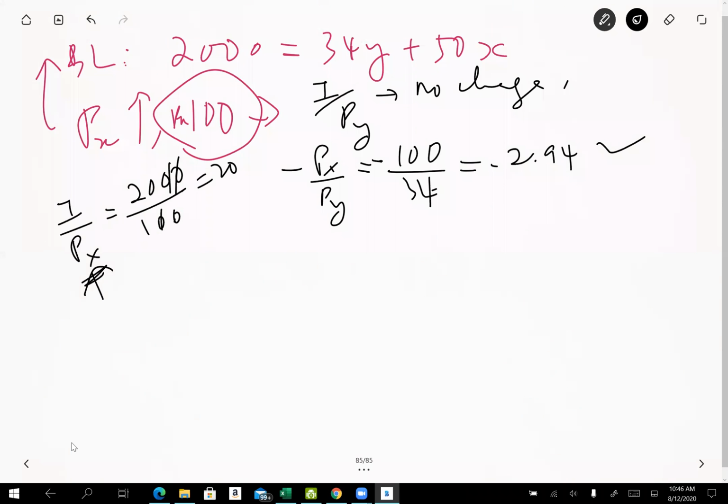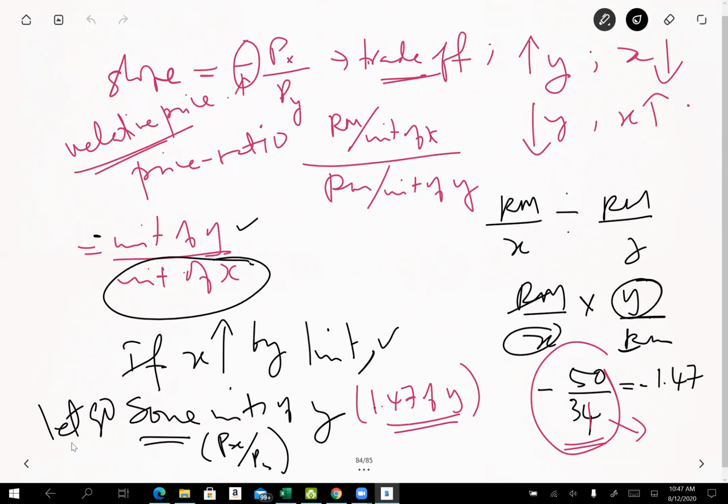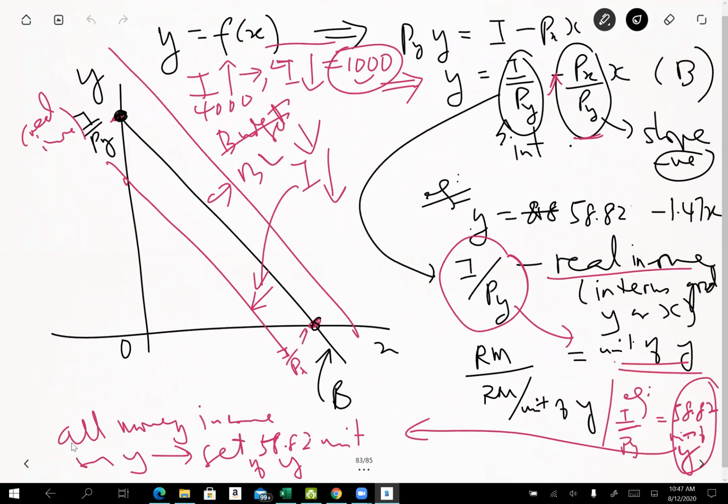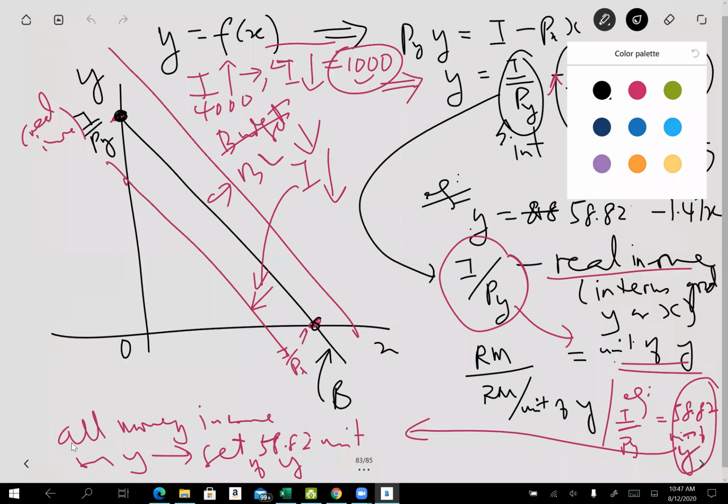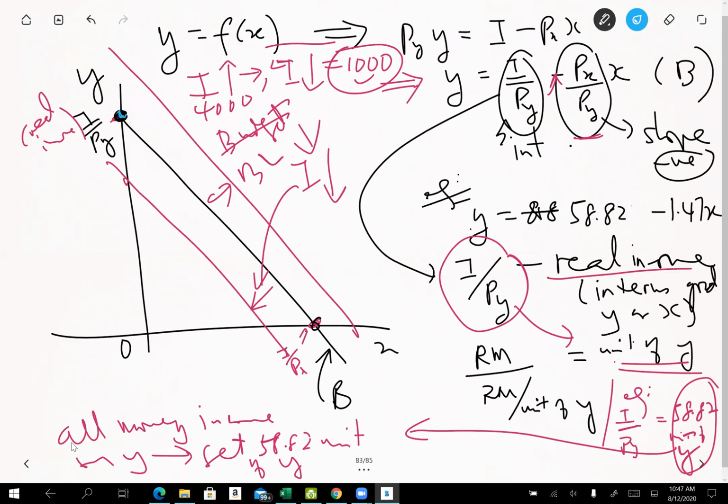But if I spend all my money on Y, that doesn't change. So that is 20. Therefore, the budget line would shift inside, but it's not a parallel shift. It's a rotation shift. The y-intercept remains the same here, and the slope is now steeper. Then that will be the new budget.